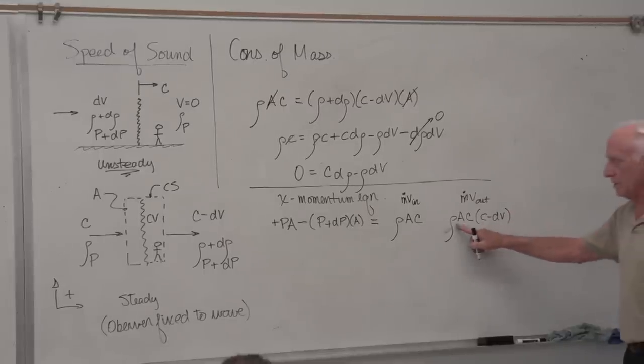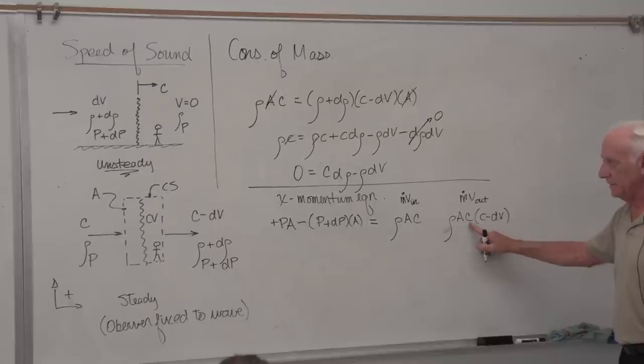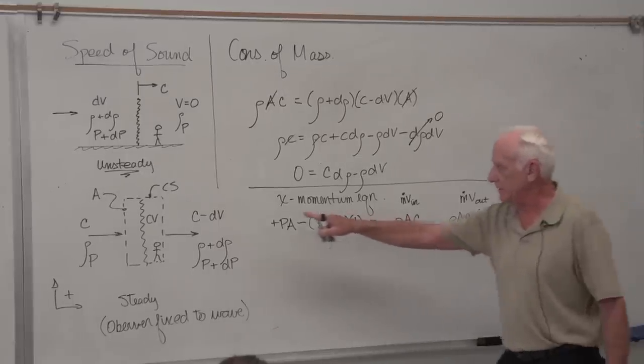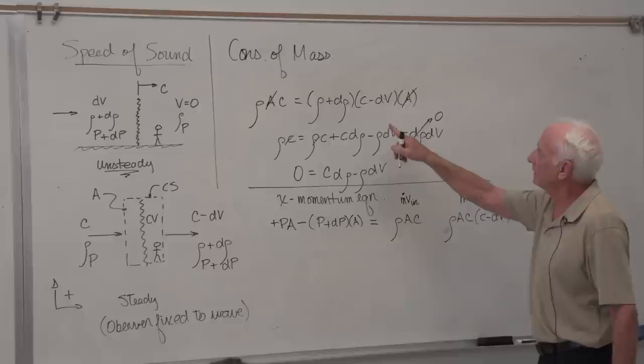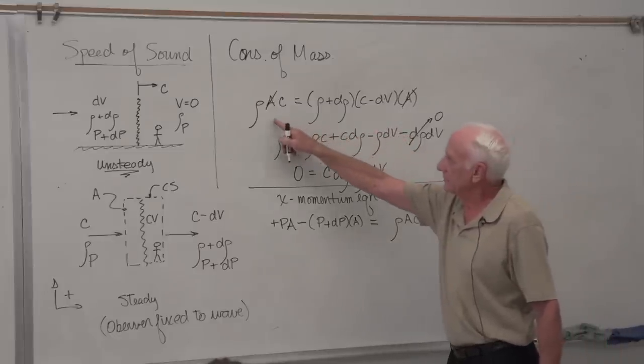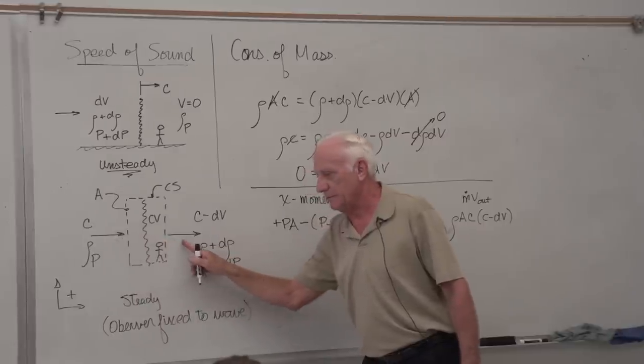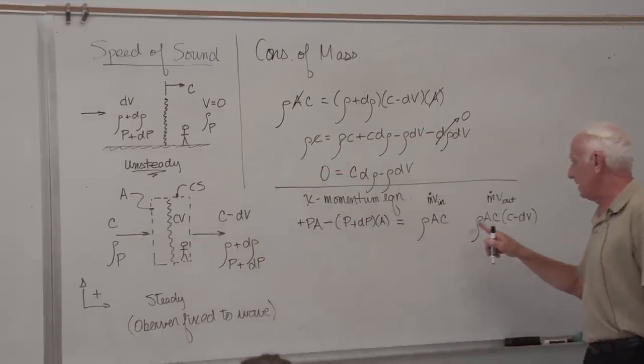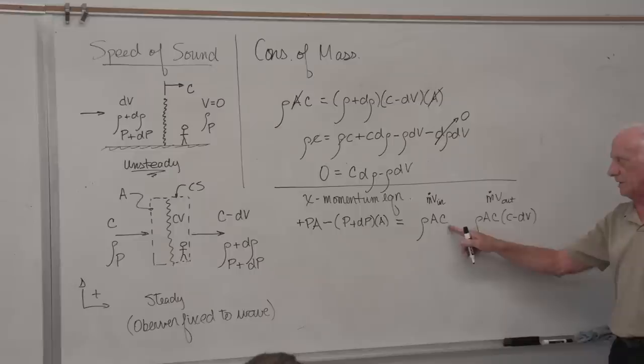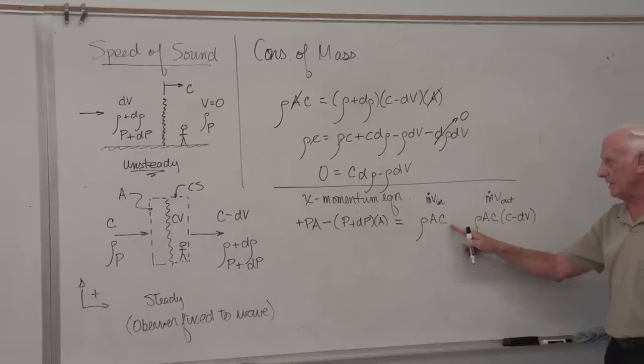Why isn't this rho plus d rho, and why isn't that the velocity C minus dV? Because it's right up here. The mass that comes in the left goes out the right. M dot on the left equals m dot on the right. Take the easy way out. What's m dot in the left? Rho A C. What's m dot out the right? Rho A C.